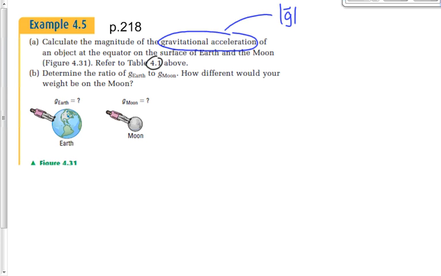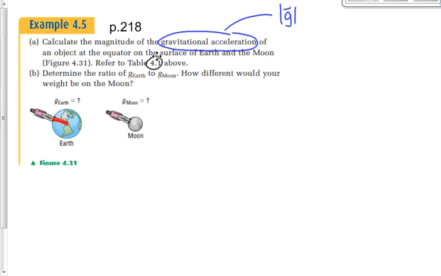Listen, we know nothing about the person that's on the surface, really. Do we know anything about the Earth? Well, not in the question, but if we refer to the table, we do. We know the mass of the Earth is 5.97 times 10 to the 24, and we know the radius of the Earth. The radius of the Earth is the distance from the center of the Earth to wherever this person is. That's the number we want.